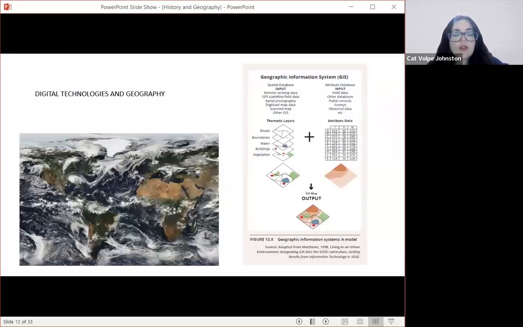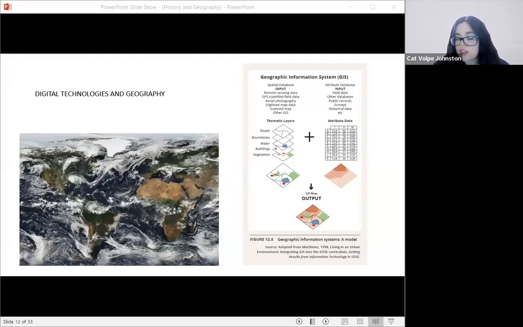As many of you know, there are different types of digital technologies that we use when teaching geography. Some of these you may be familiar with, some you may not. GIS is a computer system that analyzes and displays geographically referenced information. We've got 2 thematic layers that you can see here on your screen, and also different data that creates and produces an output so that we can analyze that data specific to some sort of phenomenon that we are researching.